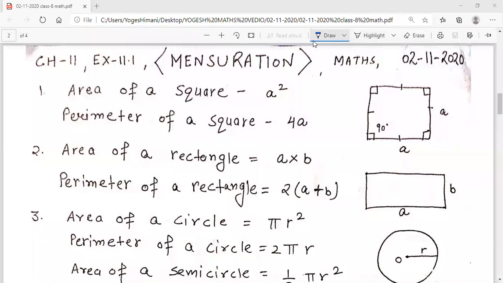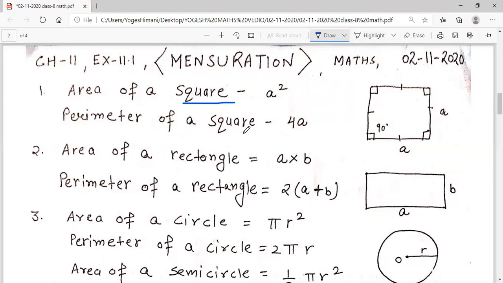The chapter is mensuration, chapter 11, and first of all, we will introduce the area of a square. What do you mean by area of a square? Like we have this is a square, and this is a, and this is also a. If we are finding the area of a square, we have to multiply side with side. That will be equal to a square.